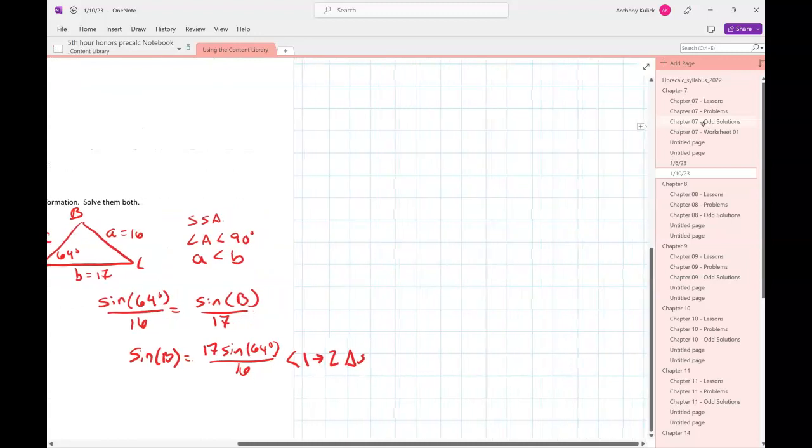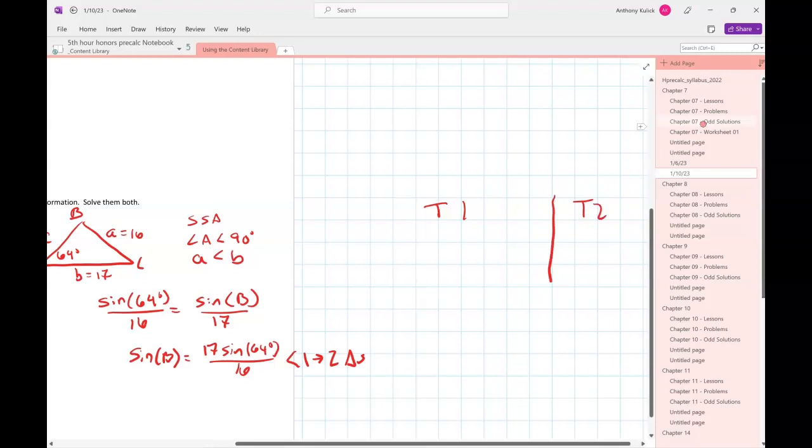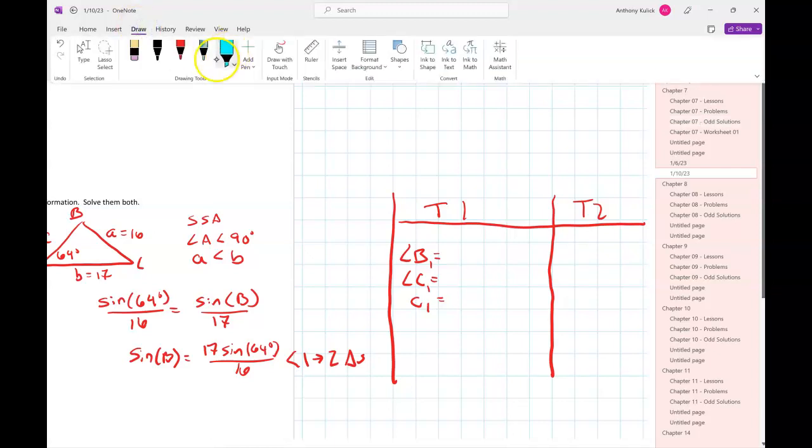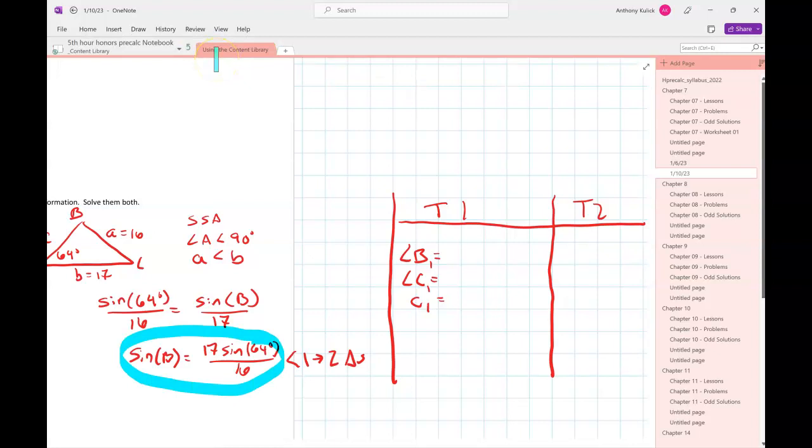So let's go ahead and actually solve for the parts on those 2 triangles. We'll start by finding angle B first. We also need to find angle C and side C. I'm going to put a 1 subscript on each of those to indicate they're the measurements for triangle 1. To start with angle B, I'm going to start with just this equation and then solve it for angle B.